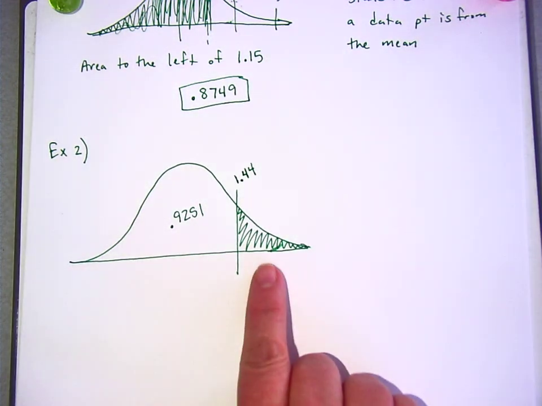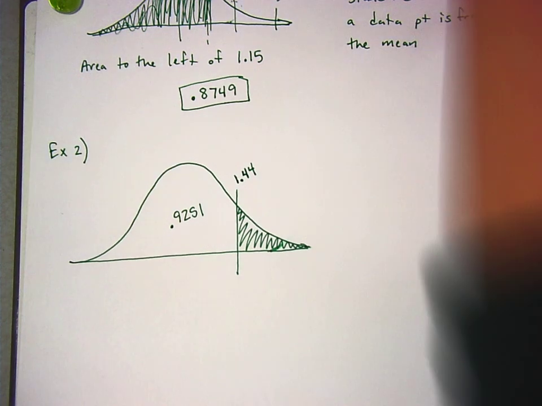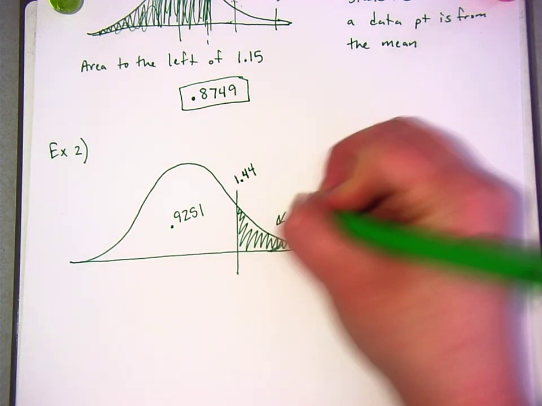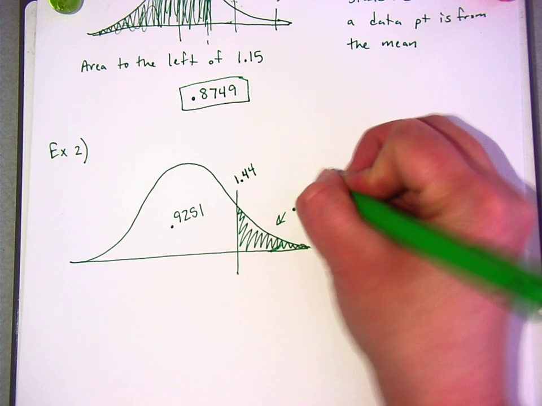So how do we find out what's on the right here again? Subtract it from 1. That's where you're going to use your calculator. Take 1 minus 0.9251, unless you can do that in your head. This area is 0.0749.